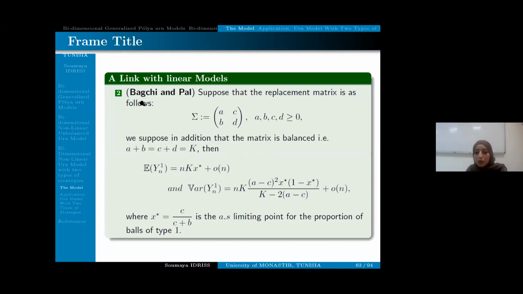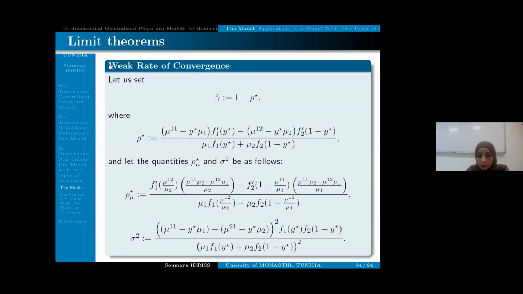The second model, which is the Bagchi and Pal model, as we said, used this replacement matrix that is balanced. We have here the bound A plus B equals C plus D. Then the mean and variance are given by this quantity, where here y star is given by C over C plus B, the almost sure limit of the proportion of balls of type 1. For the weak rate of convergence, we set gamma hat equal to 1 minus rho star, where rho star is given by this quantity, and we also set rho star, mu and sigma squared given by these quantities.